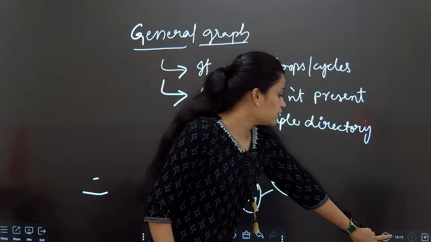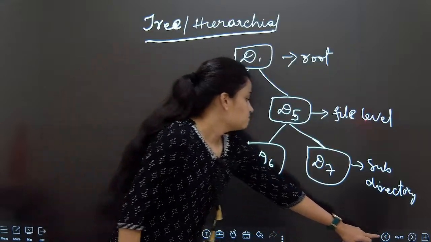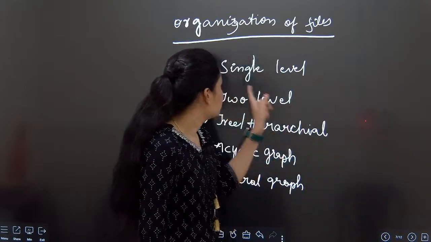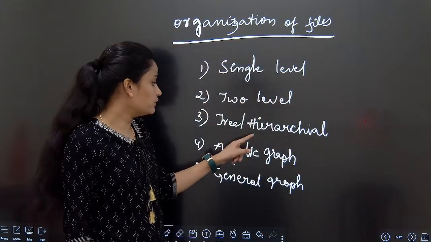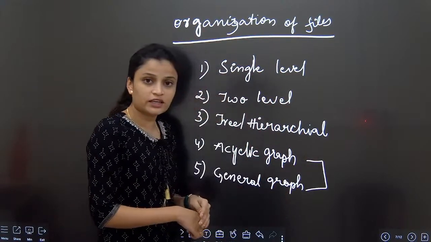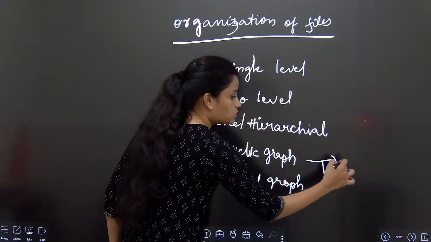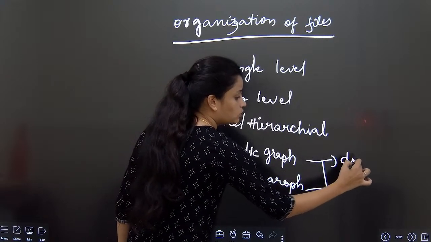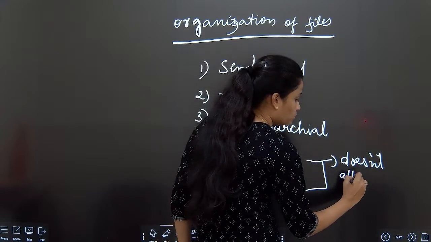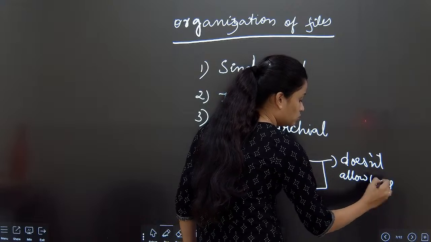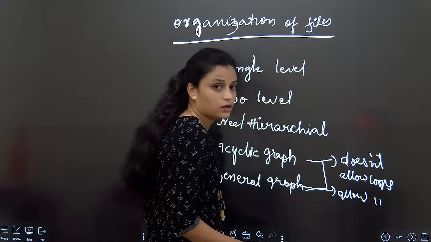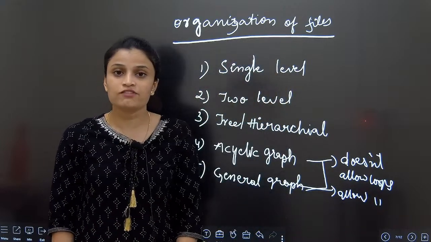So what are the different directories? Single level directory, two level, tree or hierarchical level, acyclic and general graph. The working of these two is the same, but the acyclic graph does not allow loops, while the general graph allows loops. Okay, this is about the directories in the file management system.